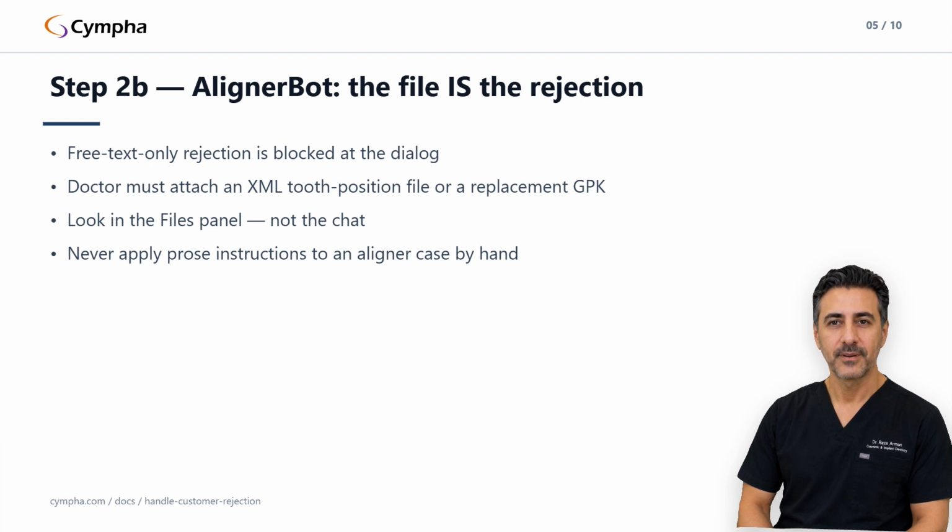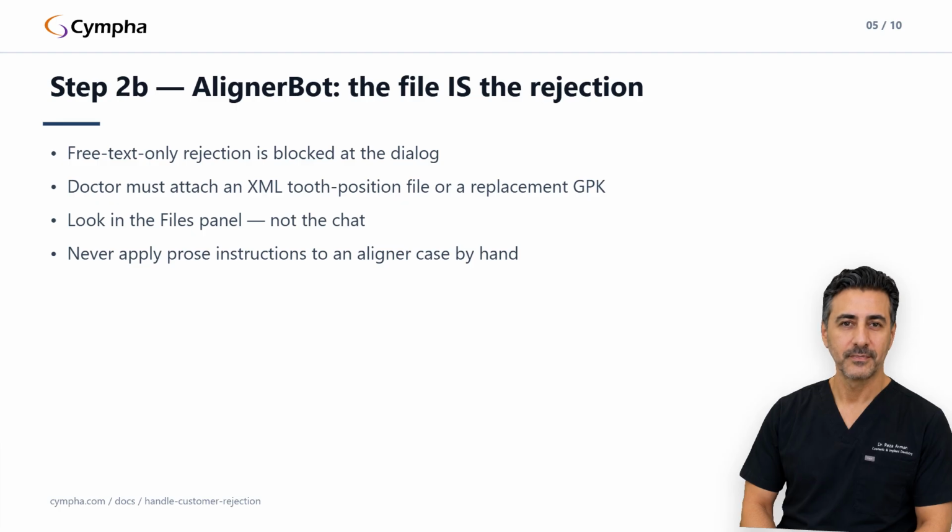Typing Move Tooth 16 buccally with no file attached leaves the confirm grayed out, and the dialog explains why. So when an aligner case bounces back, look in the Files panel for the new XML or GPK from the doctor's side. That file is the rejection. There's nothing useful to read in the chat. And if the chat somehow does contain free text instructions on an aligner case, do not apply them manually.